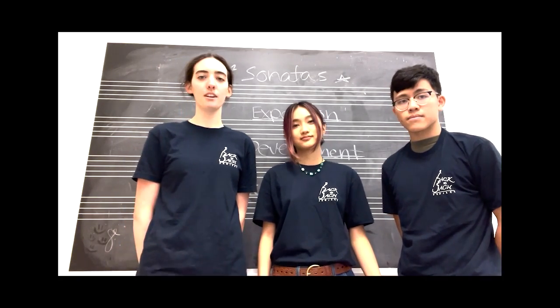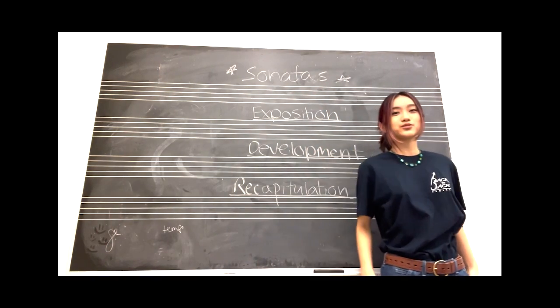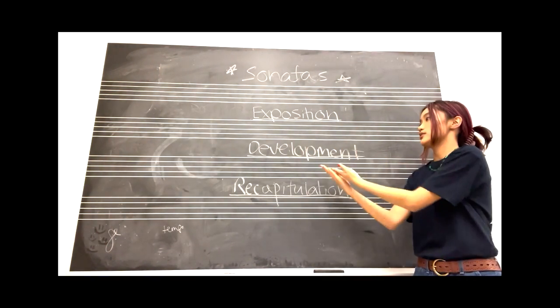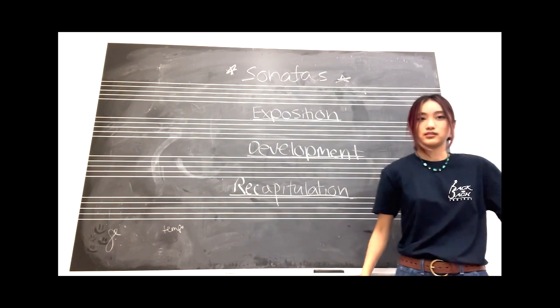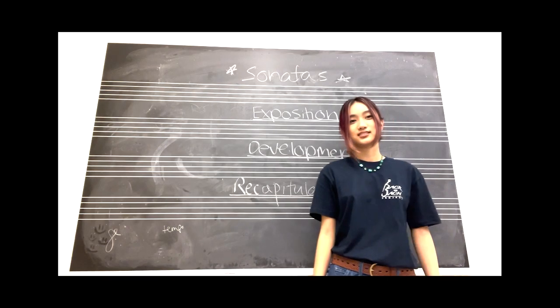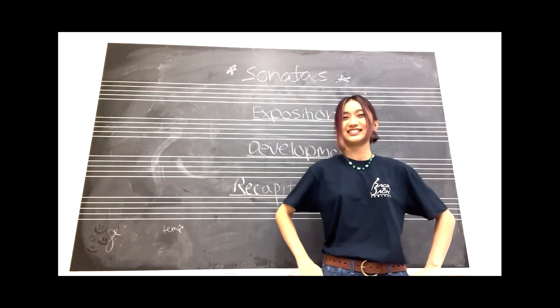First, we'll walk you through the sonata form. A sonata is a musical structure consisting of 3 main sections: an exposition, a development, and a recapitulation. It has been a popular form since the 1750s for classical music. Let's talk about the exposition.